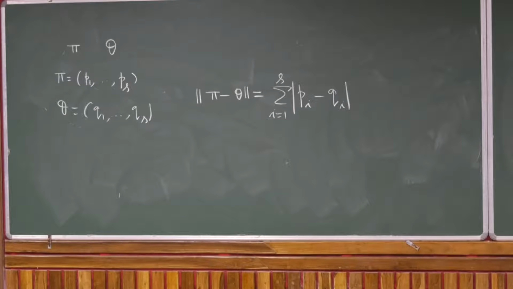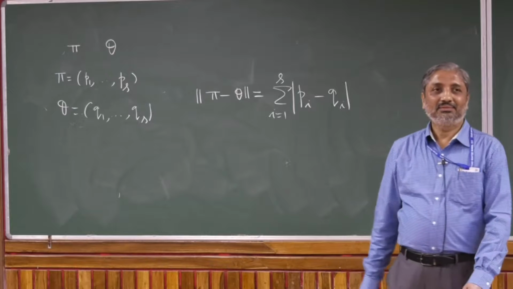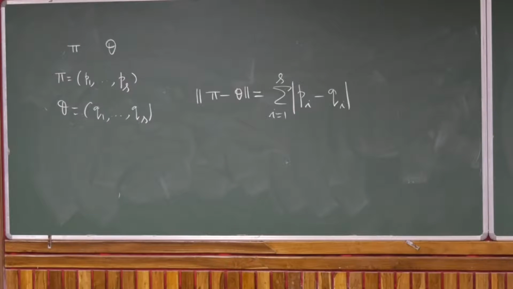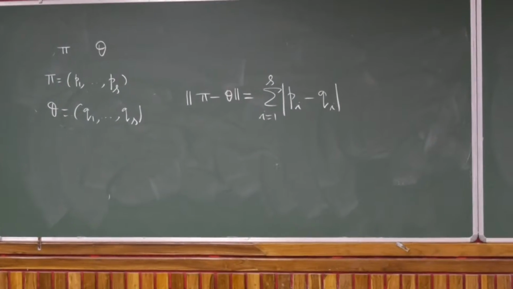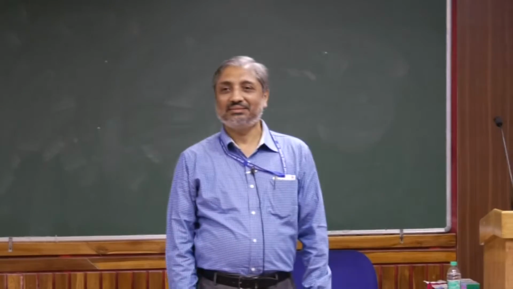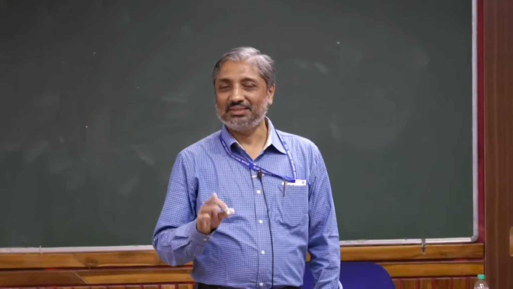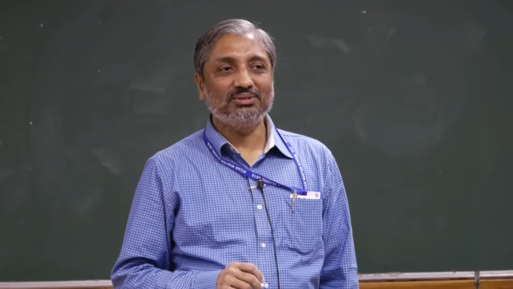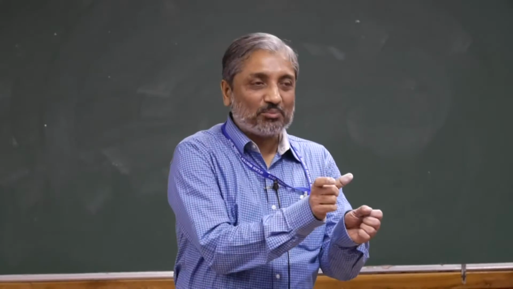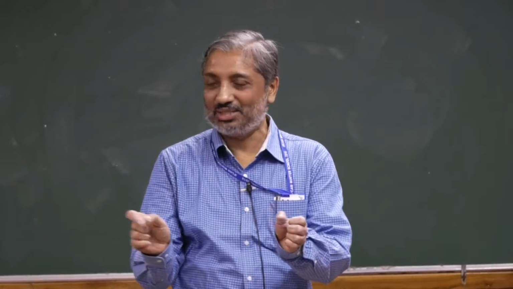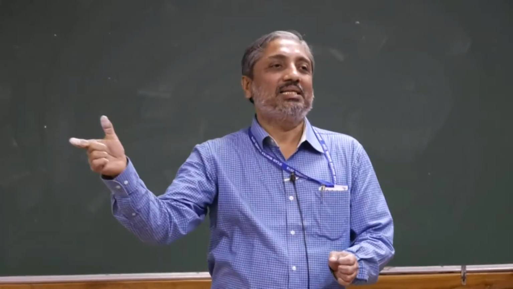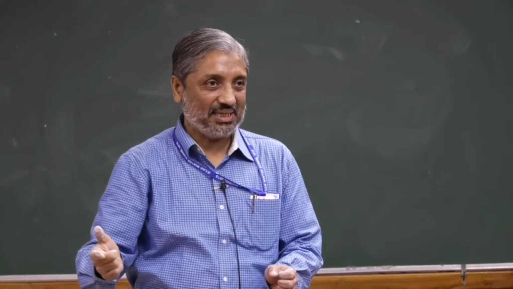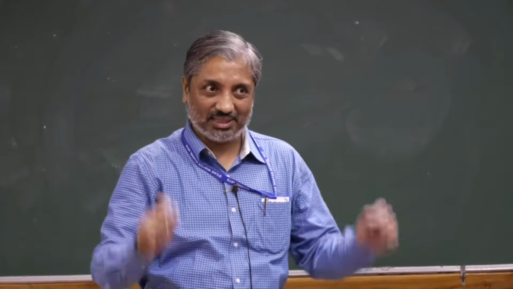So what is the maximum possible value of this norm pi minus theta? Quickly. What will be the maximum possible value? I want a number. 2. And when will it be 2? If the support of P and the support of Q are disjoint. So P is putting probability on some of the i's and theta is putting its probabilities on the complementary set. And that's the maximum possible value. You know that. Okay, good.